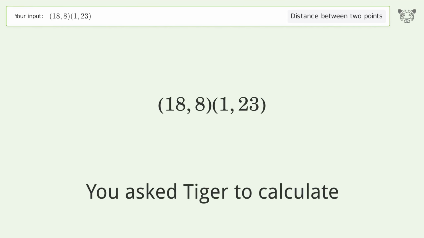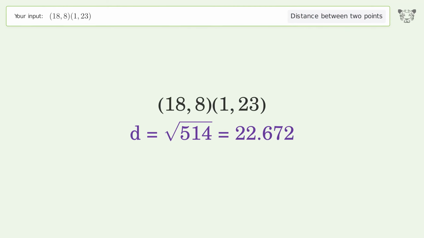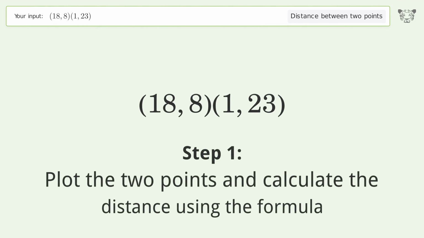You ask Tiger to calculate. This deals with the distance between 2 points. The distance between the 2 points is the square root of 514, or 22.672. Let's solve it step by step. Plot the 2 points and calculate the distance using the formula.